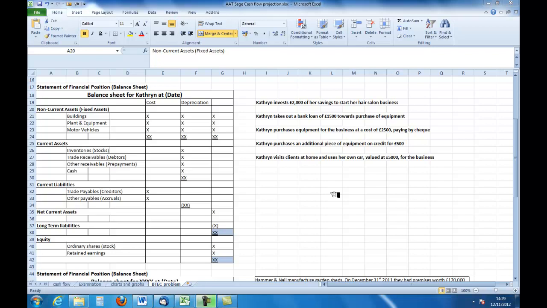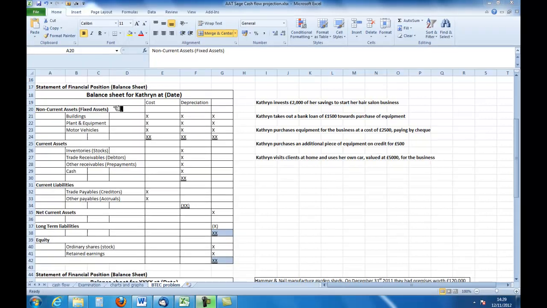In this podcast we are going to look at how the accounting equation can be used to present a statement of financial position, which is sometimes known as a balance sheet. So let's just go through one or two of the terms before we begin.